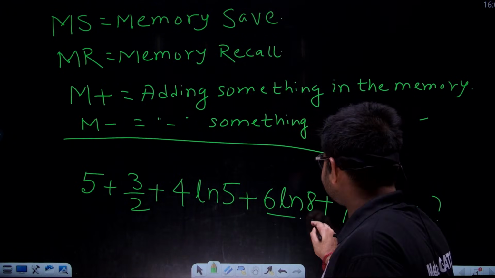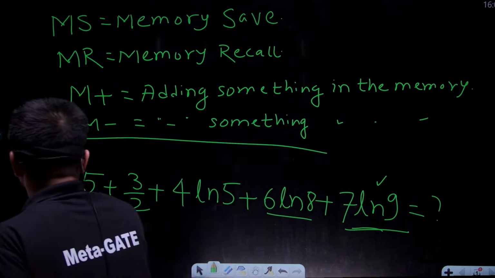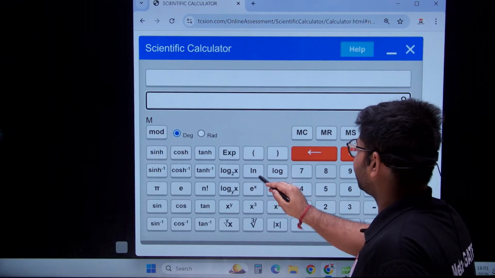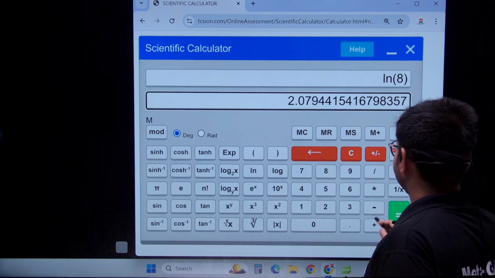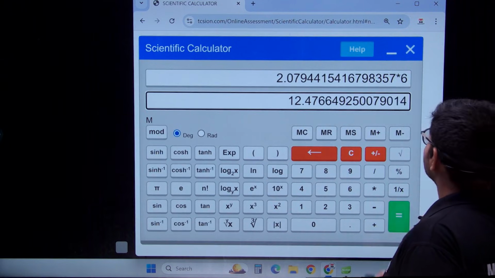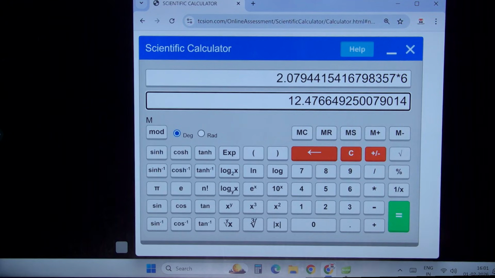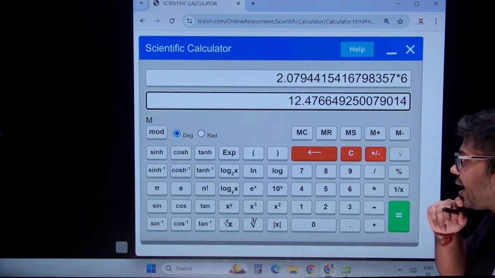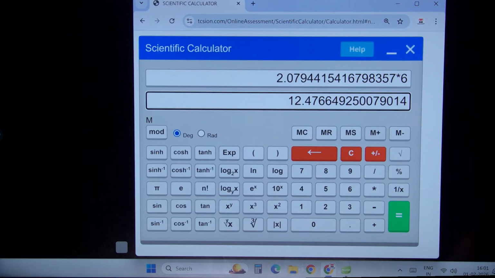Now 6 ln 8. Okay, now I will go for 6 ln 8. So 8, ln of 8 into 6. So this is the value of 6 ln 8 that you are getting. I'll just add up whatever is stored in the memory through MS. I am going to add it up now. So I'll press on M plus.